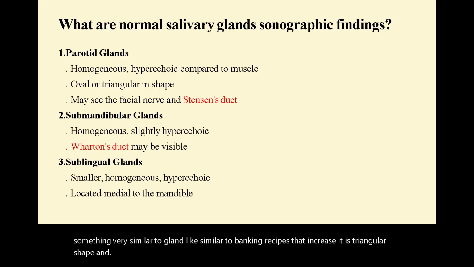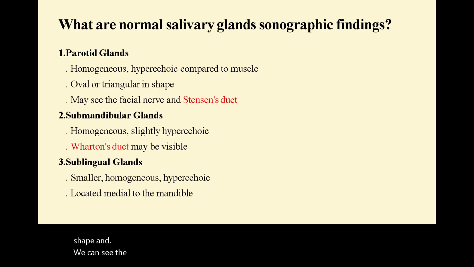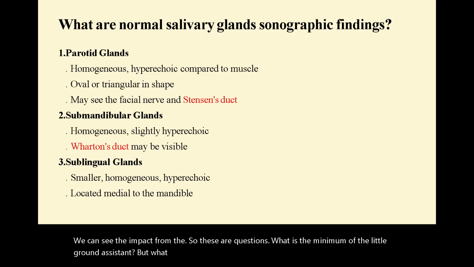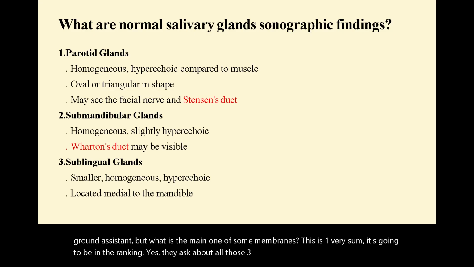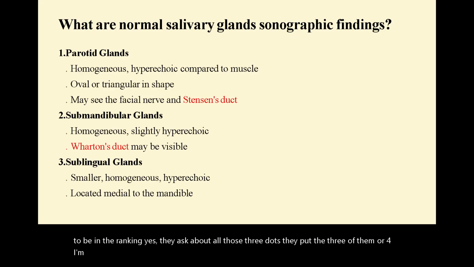And the questions: we can see the Stenson duct, which is the main duct from the parotid. So these are questions. What is the main duct of the parotid gland? Stenson duct. What is the main duct of the submandibular? Wharton's. This one, what is it? It's going to be in the pancreas. They ask about all those three ducts. They put the three of them or four and ask you which one of those is there.